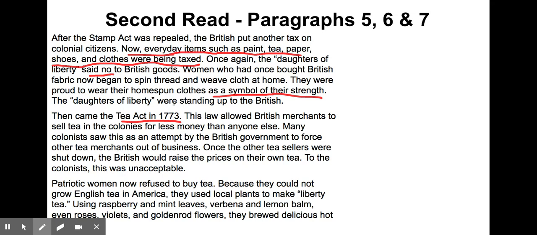I'm seeing this paragraph about another thing the British government is trying to do to make sure that they are the only ones controlling them. Remember, the colonists are trying to be free from them, and the British are still doing these different things to make sure that they are not free. Patriotic women now refuse to buy tea.